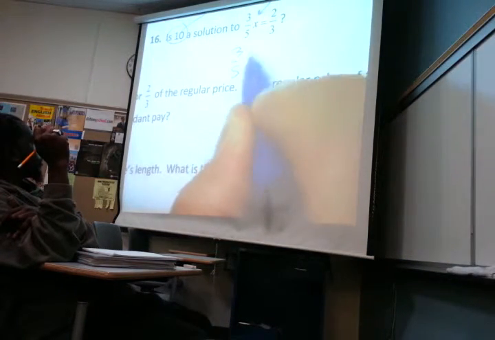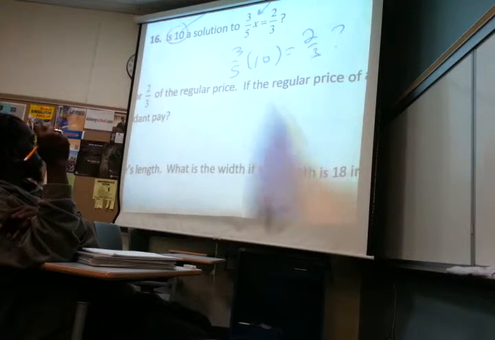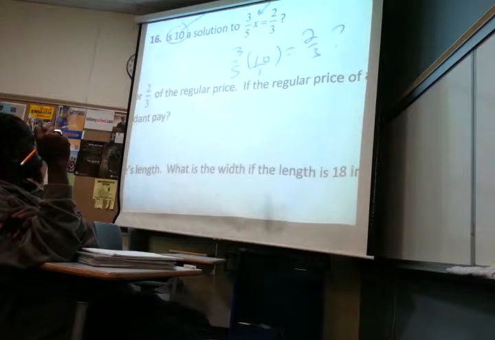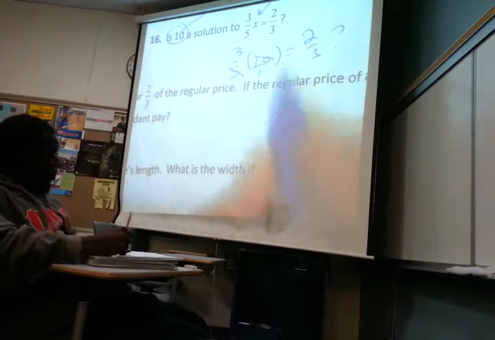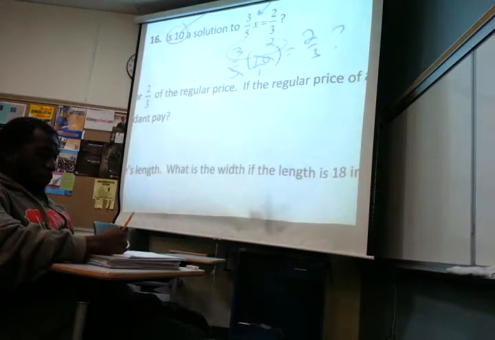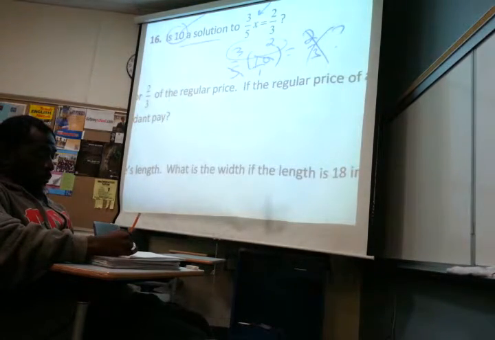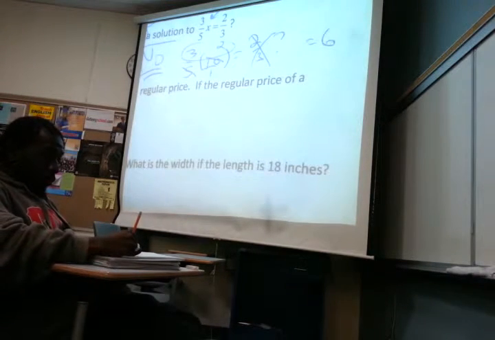I just plug that thing in. Is 10 a solution? I plug it in. Is 3/5 times 10 equal to 2/3? I need to do 3/5 times 10. You can make 10 over 1. And then 5 goes into 10 twice. 2 times 3 is 6. So not 2/3. So is it a solution? No, because it does not make it work. It makes it 6, not 2/3 like the equation requires. So 10 cannot be a solution.